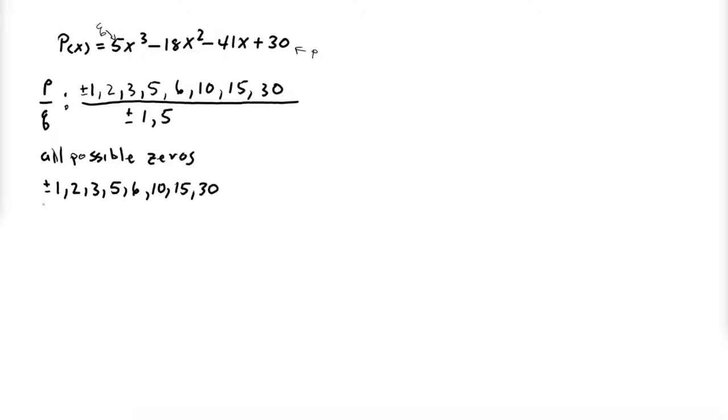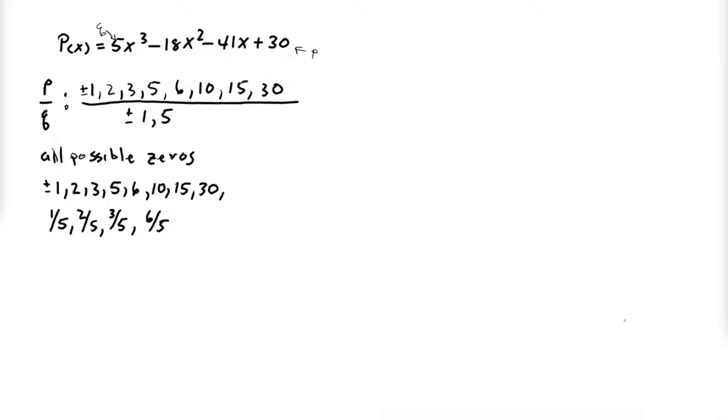And then each of those over 5, so 1 over 5, 2 over 5, 3 over 5, 5 over 5 is 1, so we already have that, 6 over 5, 10 over 5 is 2, we already have that, 15 over 5 is 3, we already have that, and 30 over 5 is 6, we already have that. So these are all the possible factors.